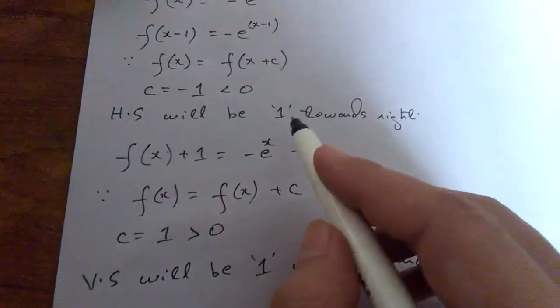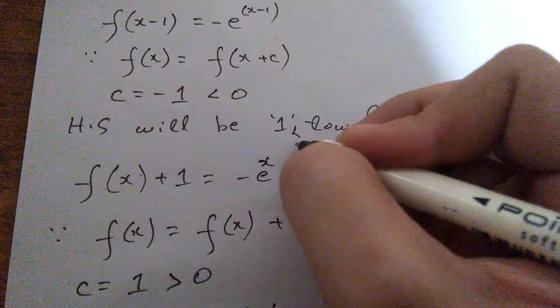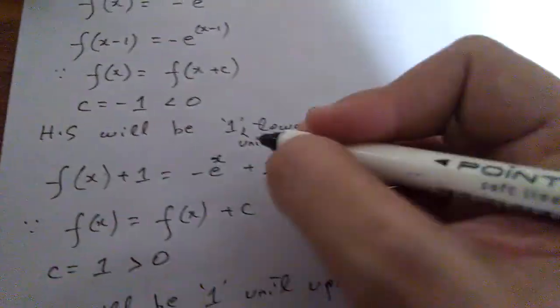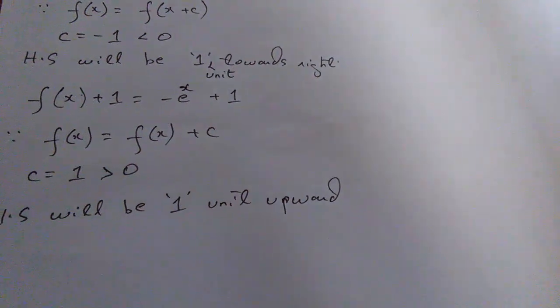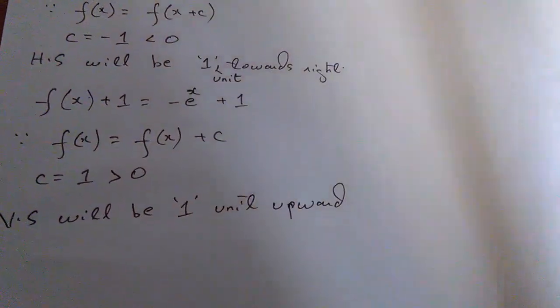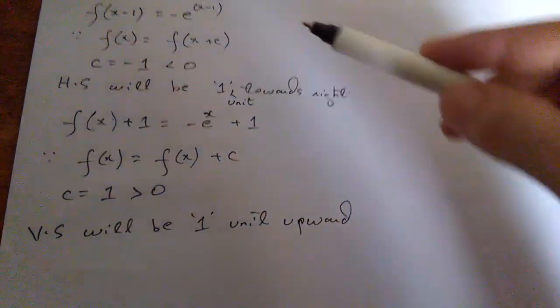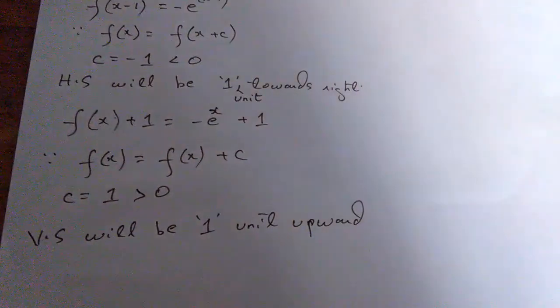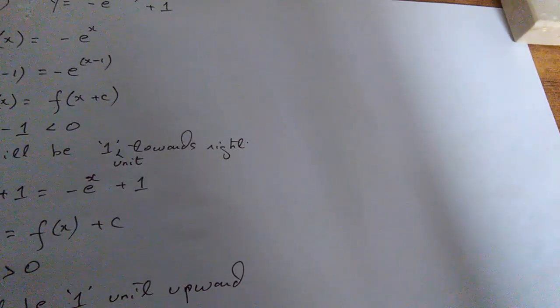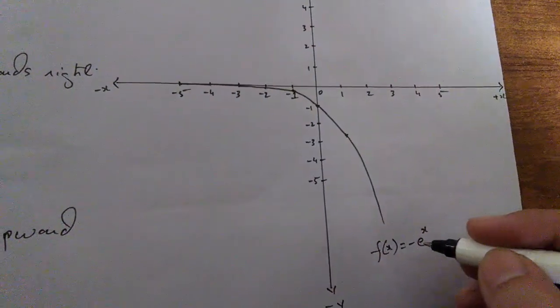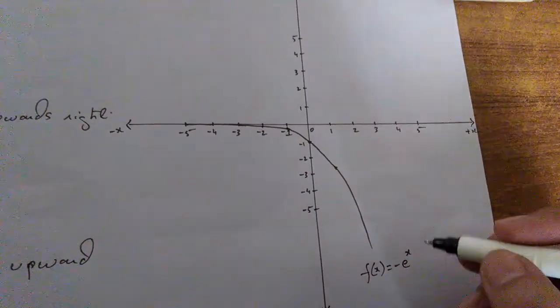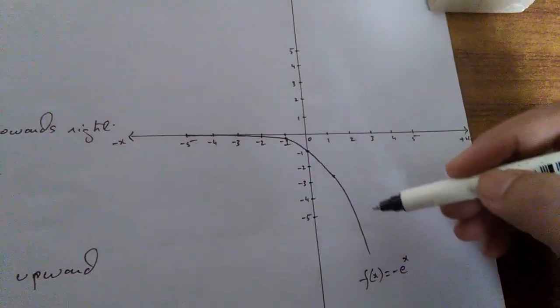Okay, so 1 unit towards right, I forgot to write a unit here, 1 unit towards right and 1 unit upwards. That point is going to be your origin, your new origin. Okay, so this is a description. Let's see the graph. So this is the graph of your negative e power x. Okay, this is it, and that's how the graph looks like.